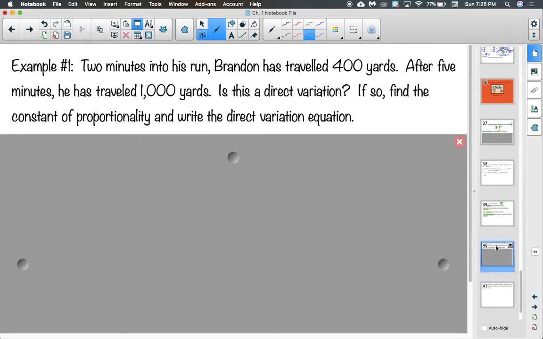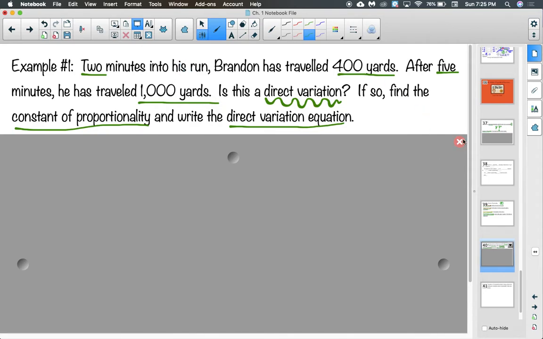Here's our first one. 2 minutes into his run, Brandon has traveled 400 yards. After 5 minutes, he has traveled 1,000 yards. Is this a direct variation? If so, find the constant of proportionality and write the direct variation equation. This looks like a pretty intense problem. It's not. All it's asking when it says, is this a direct variation? They're asking if it's proportional. Are the yards proportional to the number of minutes he's been running?